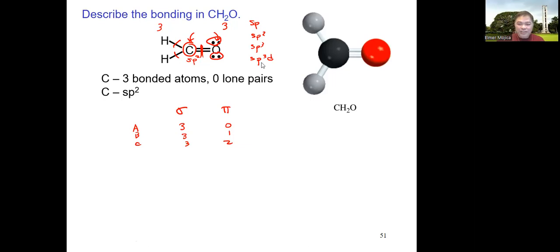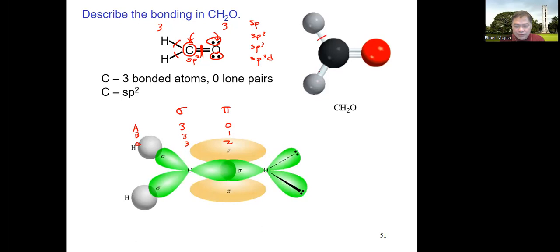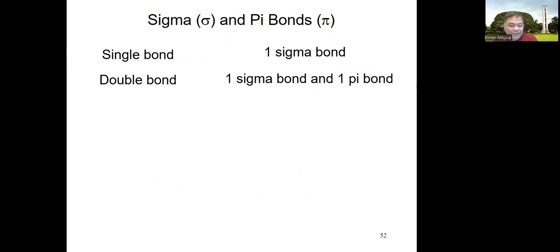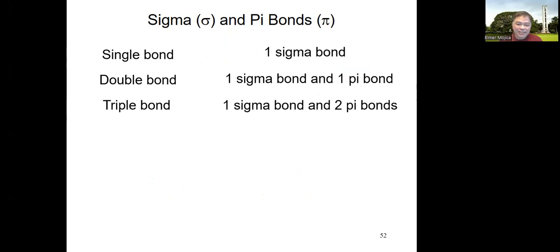So, if you're going to count it, there's 1, 2, 3. So, kita nyo, 1, 2, 3 sigma. And then, in addition to that, meron kang 1 pi. Pero, ang lagi nyo lang tandaan, kapag meron kang single bond, sigma lang yan. Kapag meron kang double bond, it's the sum of sigma and pi. Okay? Kapag meron kang triple bond, meron kang isang sigma, dalawang pi. Okay ba? Okay.